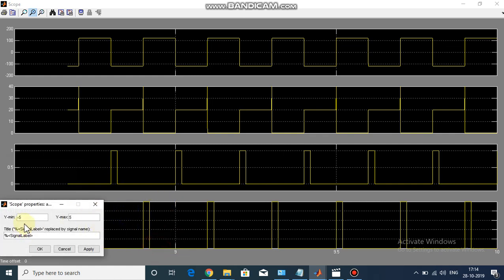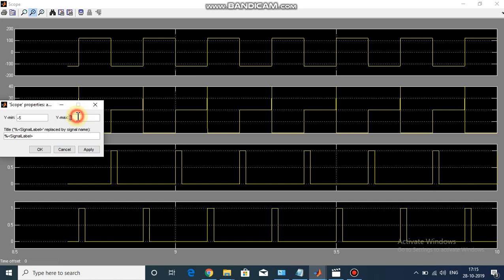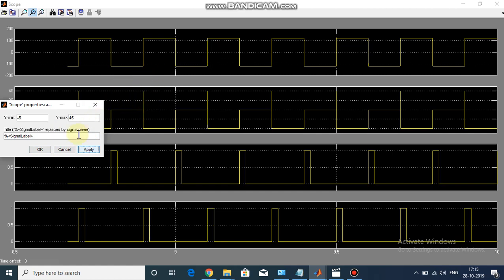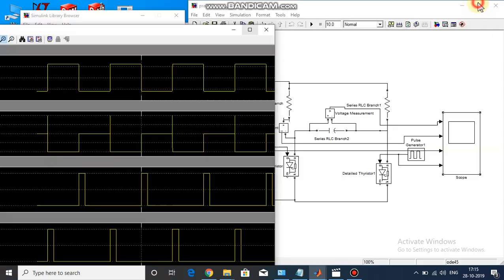So again, here axis properties, minus 0.2 and 1.2, and we get these clean waveforms. We can do the same thing over here too. We can take it all the way to 45 or something like that, so that we are able to see how the waveform is actually being affected over here. So this is how the capacitor and all the waveforms are.